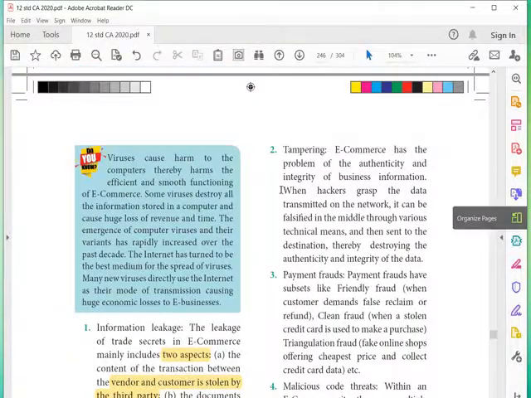Next threat is tampering. E-commerce has a problem of authenticity and integrity of business information. When hackers grasp the data transmitted on the network, it can be falsified in the middle through various technical means. That means we think we are giving the data with authentication, that means the username, password, and privilege control. Only this person has the right to take the data. Only the manager has the privilege to delete a record.